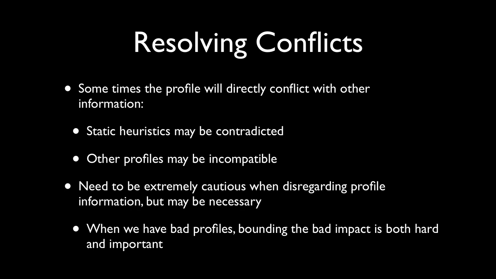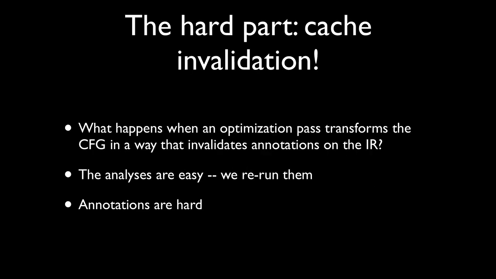So this is an ongoing problem we have, and it's really handled in the analysis phase. We don't want each optimization pass to figure out how to resolve these conflicts. So the analysis is responsible for all of the conflict resolution, for providing a unified interface to this kind of information inside of LLVM. Then we get to the really hard part of the analysis and all of the information about profile information in LLVM, cache invalidation.